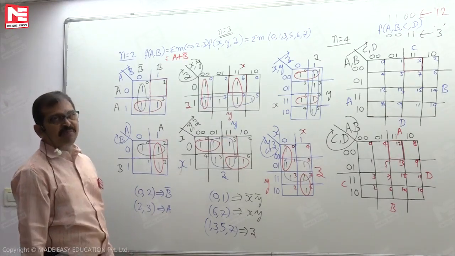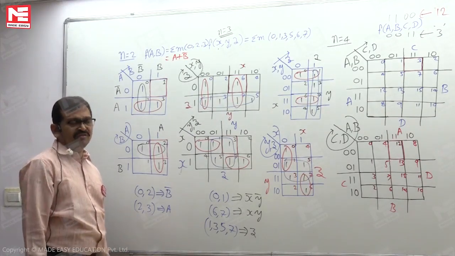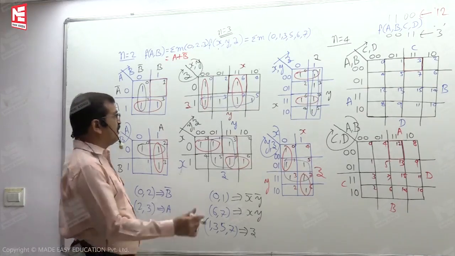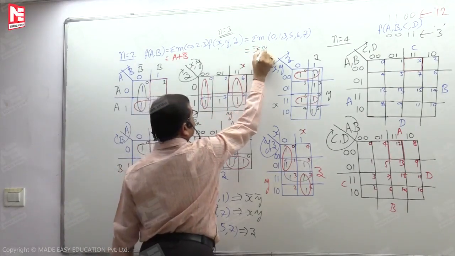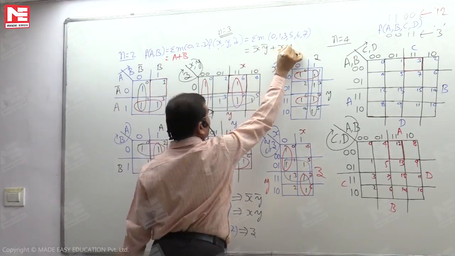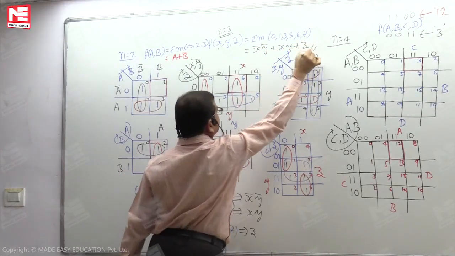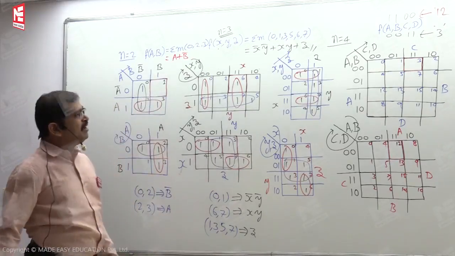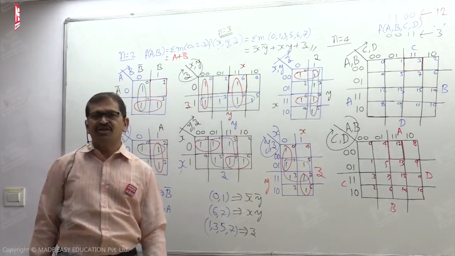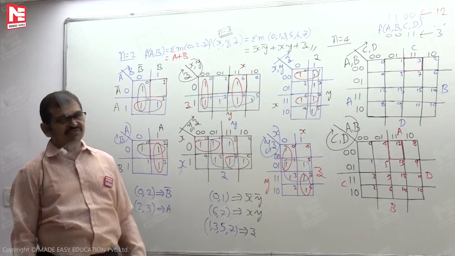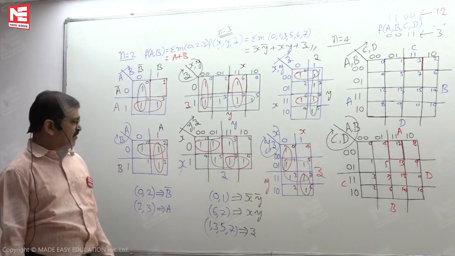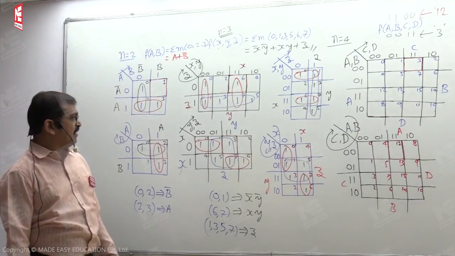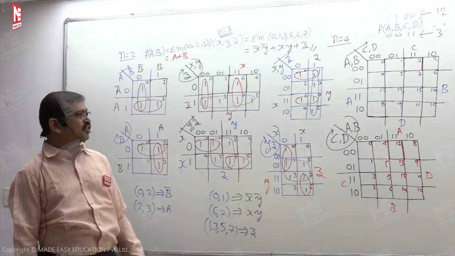Now we are taking OR operation among all these products. While taking OR operation among all these products, the expression is x complement, y complement, or with xy, or with z. So it is the minimal SOP expression for the function f of xyz: x complement, y complement, or with xy, or with z.